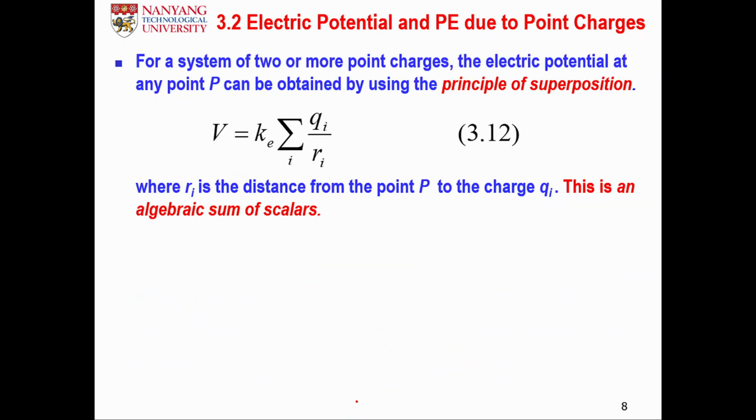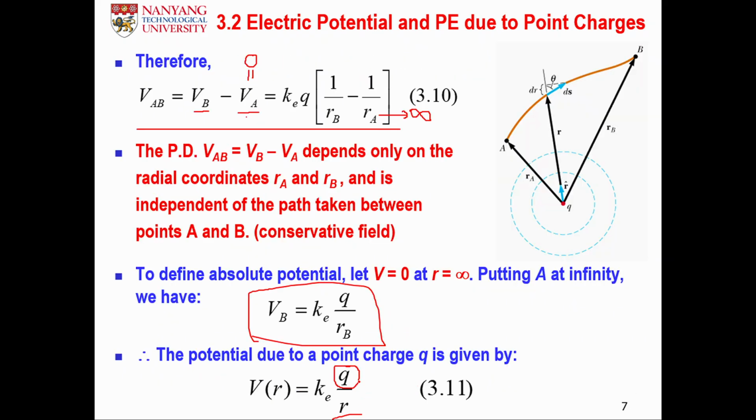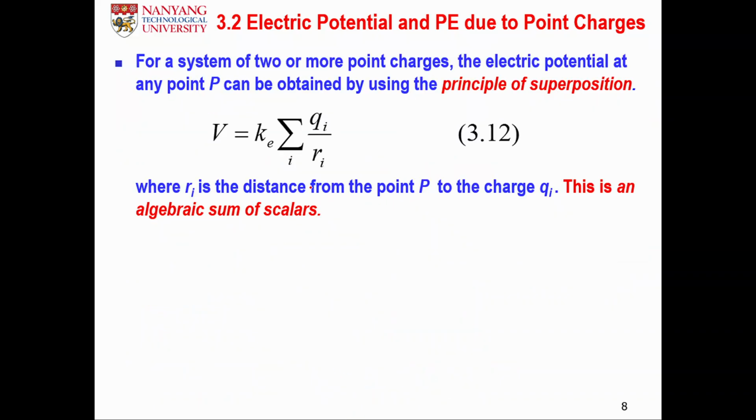And this is the case for a single point charge. If you have multiple point charges, you use the so-called principle of superposition. You just find V1 plus V2 plus V3. That is going to be the total V.